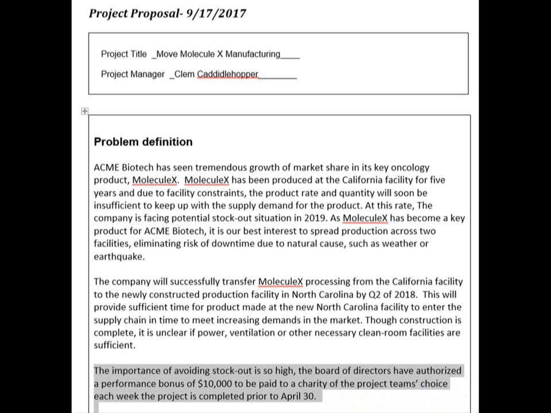And we're going to go a little bit further here with the why on avoiding a stock out situation. We're authorizing a performance bonus of $10,000 to a charity of the project team's choice each week the project is completed prior to April 30th. That's actually a positive risk for us. If we can exploit our schedule, we can complete production earlier than planned. We have a positive risk to take advantage of charitable deductions based upon the project team's choosing. So with the problem definition, we've expressed what we're going to do and why we're going to do it.